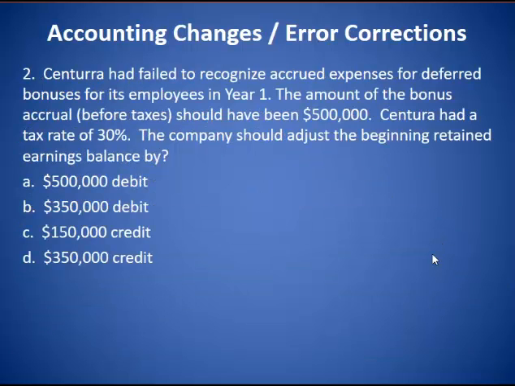Okay, let's try number 2. Centauri has failed to recognize accrued expenses for deferred bonuses for its employees in year 1. The amount of the bonus accrual before taxes should have been $500,000. Centauri had a tax rate of 30%, and the question is, the company should adjust the beginning retained earnings balance by, and you're given 4 choices. Stop the video, do your computations, and when you're ready, start the video and review the slide.